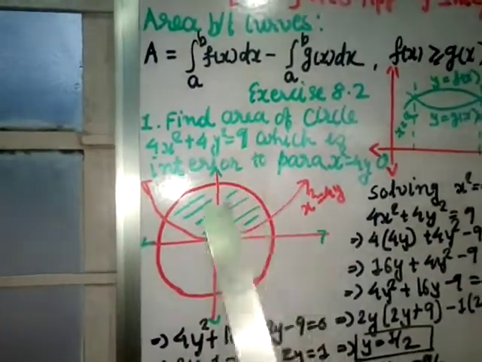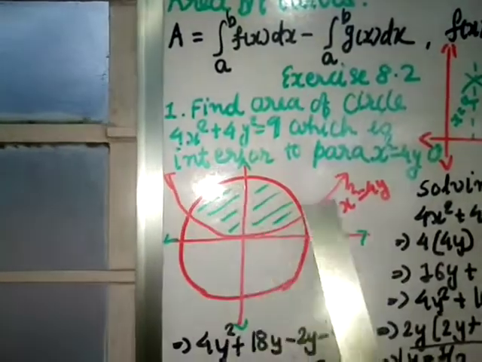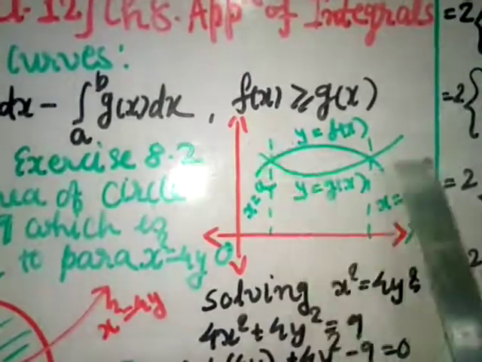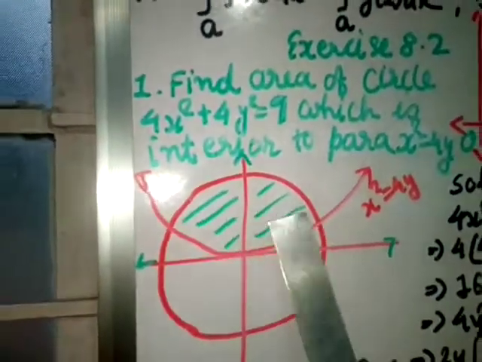Now we have to solve this, and we have to find the intersection points first. This is the area you have to find, just like this. So this is what we have to find.